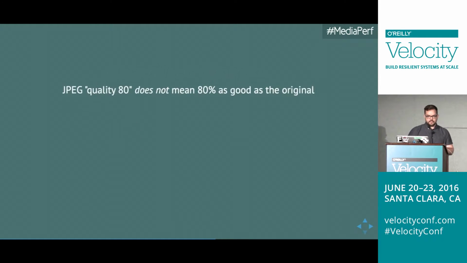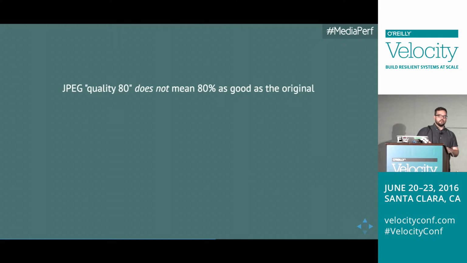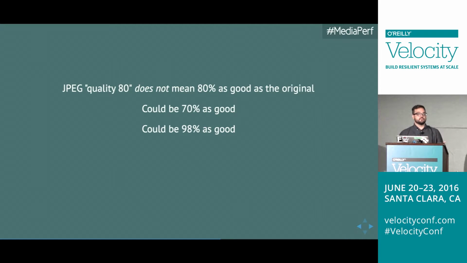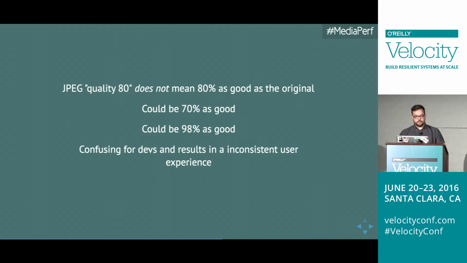So there's one issue that people don't talk about very much when it comes to images, which is image quality control. And what I mean by that is if you encode a JPEG with a quality of 80, that doesn't actually mean that you're necessarily going to get a JPEG that's 80% as good as the original. You might get an image that's 70% as good. You could get something that's 98% as good. And all that is really confusing to developers. The majority of developers aren't particularly nerdy about image compression. And it results in an inconsistent user experience.